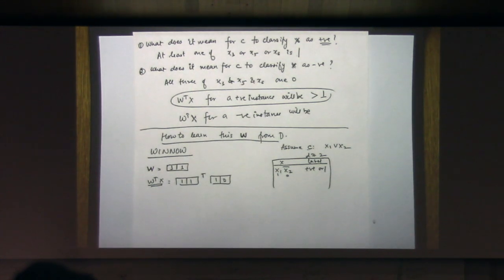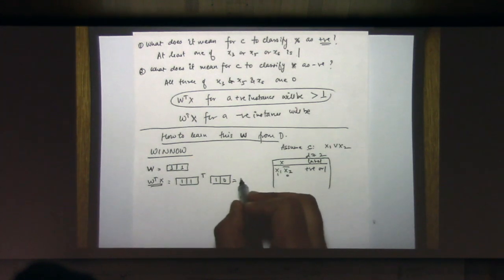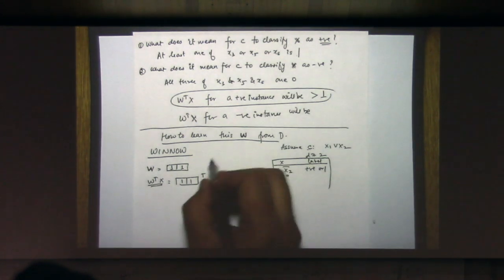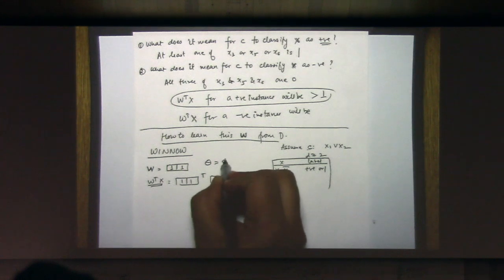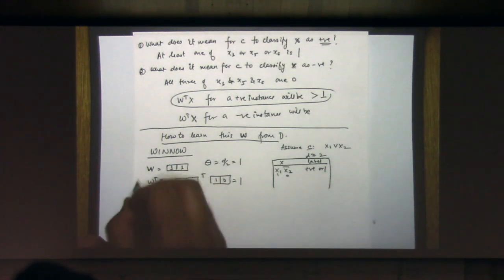1, 0, right? So what will be the answer? We get 1, right? So we set it equal to 1, and of course theta we have set to d by 2, which is equal to 1, right? So here is when we check. So this is our prediction. This is what we call C of X.